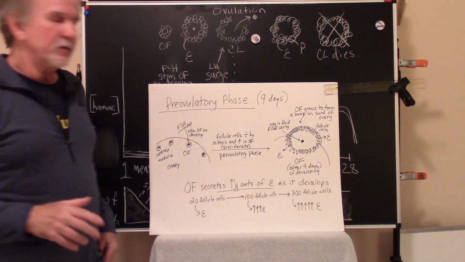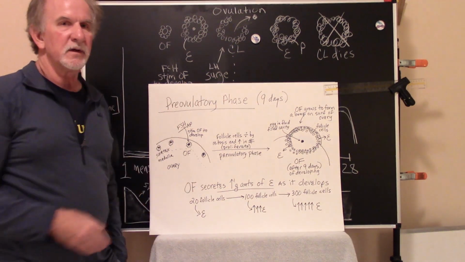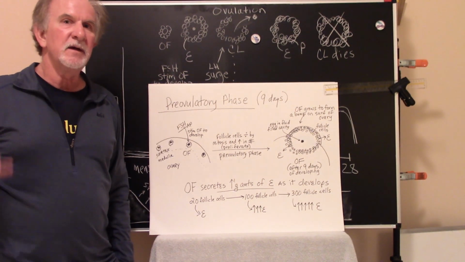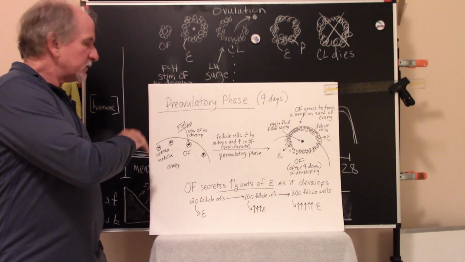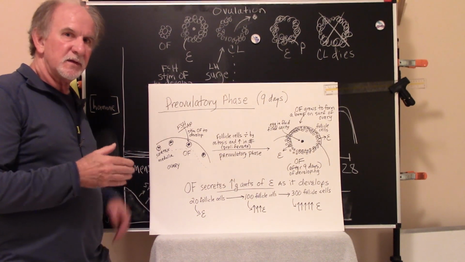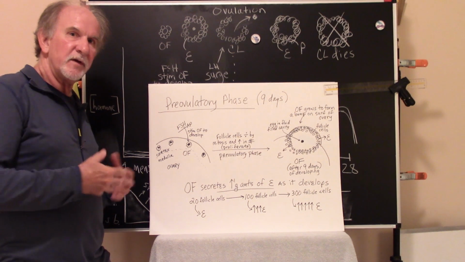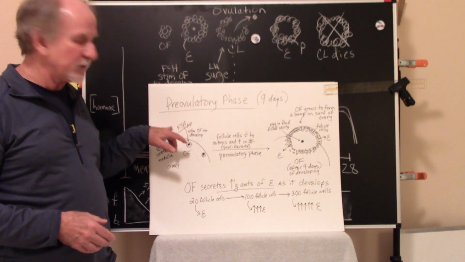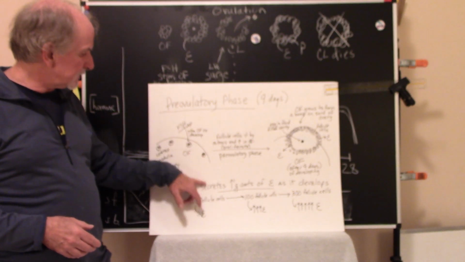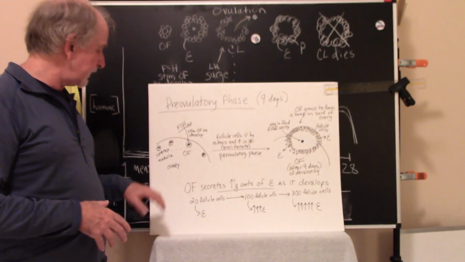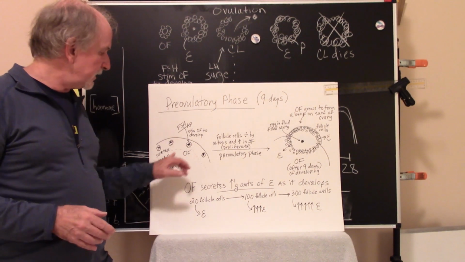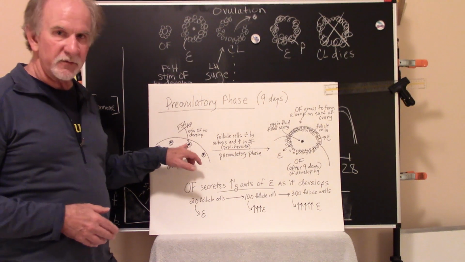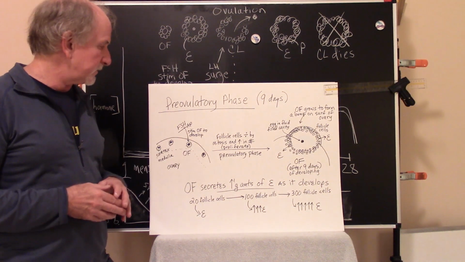So before we talk about ovulation, let me just go over some of the events that occur during the pre-ovulatory phase, which lasts about 9 days. At the beginning of the pre-ovulatory phase, in other words at the end of menses, FSH is secreted from the anterior pituitary, and it stimulates one of the many follicles found in the cortex of the ovary to develop.